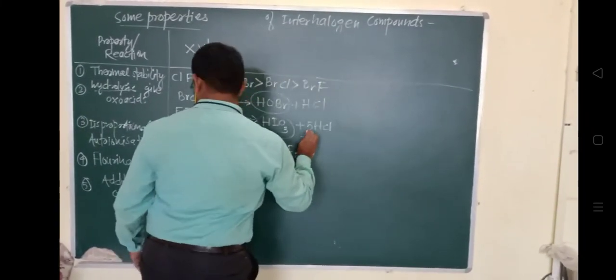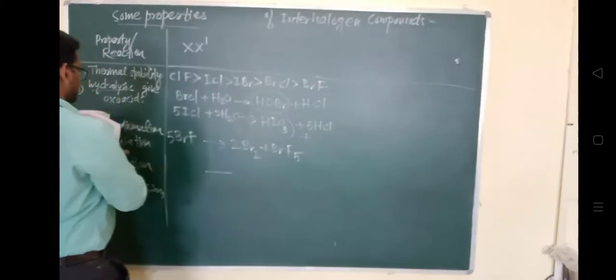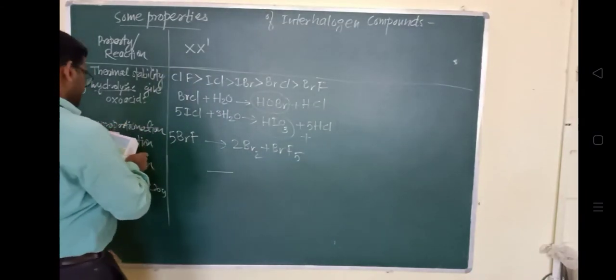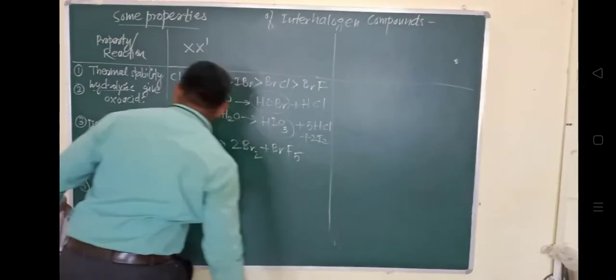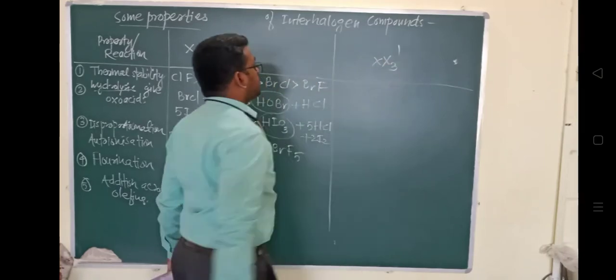Now we'll see the property of X3 dash. Okay, so what is the property of X3 dash? About the thermal stability. Okay, so thermal stability is not mentioned here. Okay, then next about the hydrolysis. Okay, hydrolysis of this X3 dash.